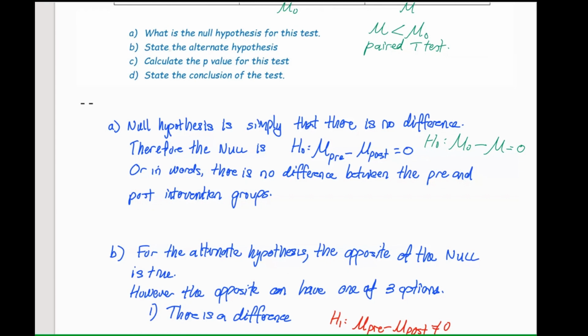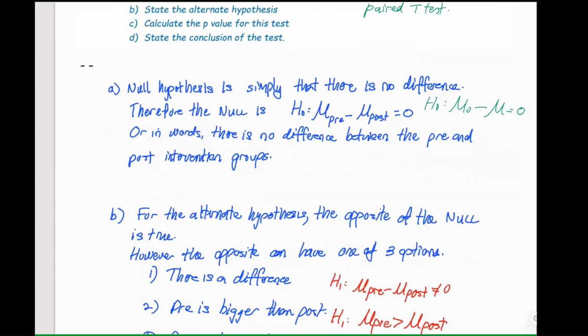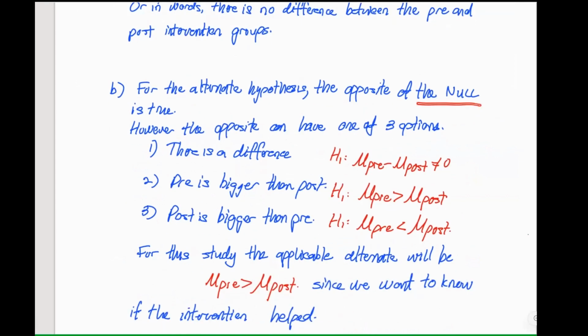Second part of the question, what is the alternate hypothesis? For the alternate hypothesis, the opposite is true, but we have three options. First option is there is a difference. We don't care whether it's higher or lower. Second option, the pre is higher than the post. Third option, the pre is lower than the post. In our case, what we are interested in is mu is less than mu naught, or you can say this.